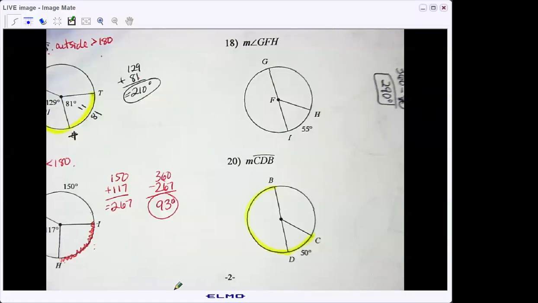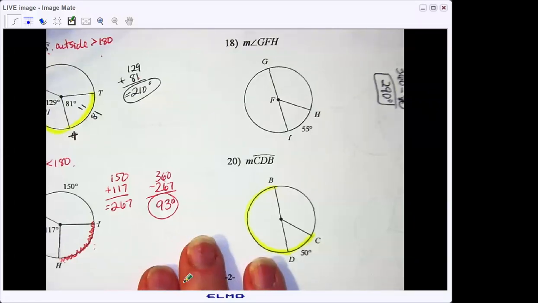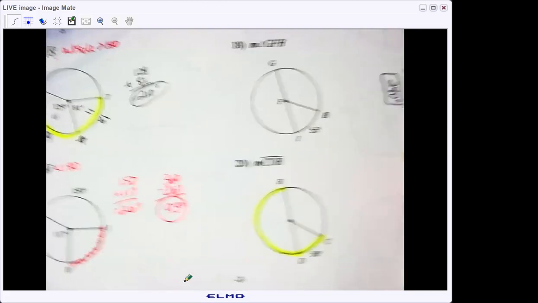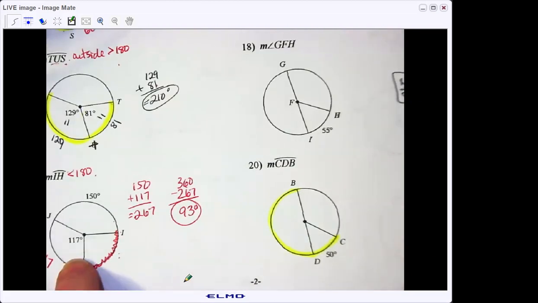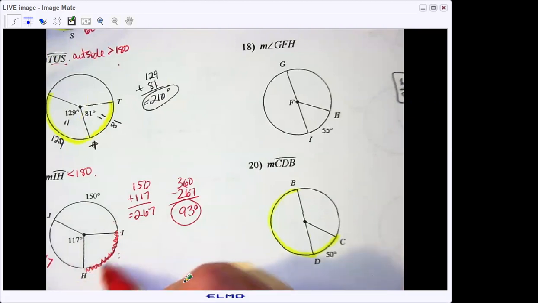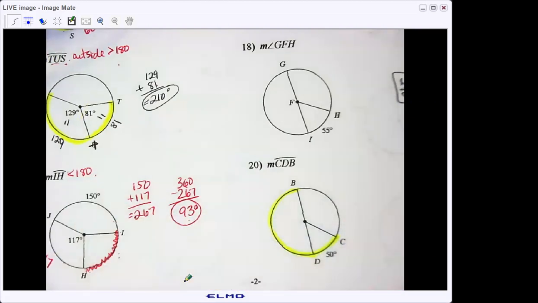So to recap number 19, you can make the angle into an arc. You can add them together and subtract from 360 to get the leftover portion, which is what we needed for our answer. And it is indeed less than 180.